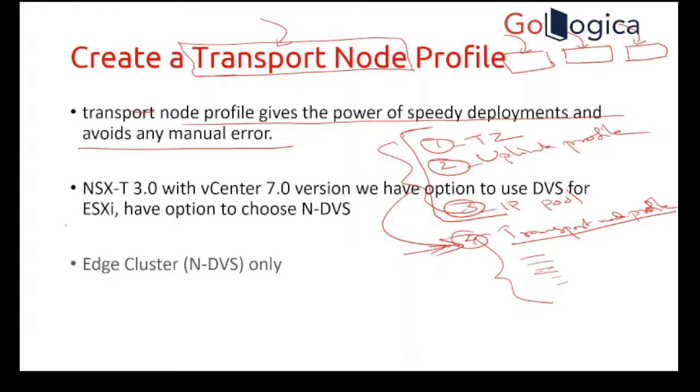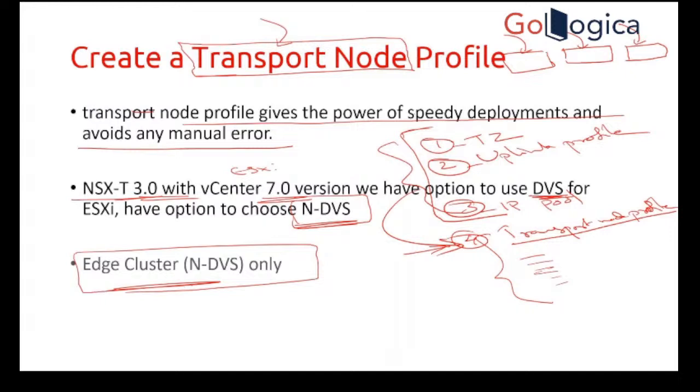From vCenter or ESXi 7.0 and NSX-T 3.0, we have an option to use distributed switches DVS, which is part of your vSphere, or you can use the older way of using NVDS for the networking functionality. So we have both options starting from the 3.0 version. And edge clusters can still only use NVDS. Newer versions will confirm it. As far as I know, till now this is using NVDS only. Maybe they introduced it in a recent version, I'm not sure.